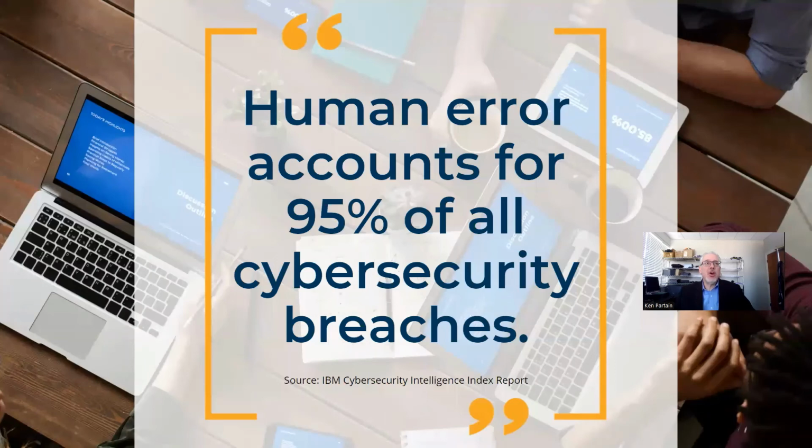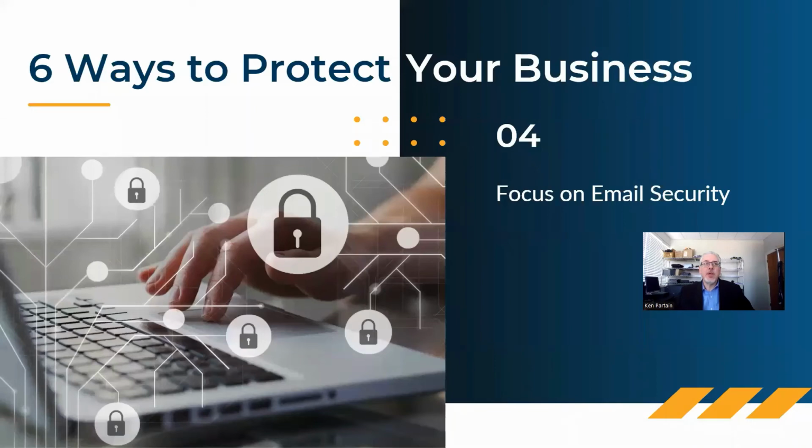So human error accounts for 95% of all cybersecurity breaches. Number 6, focus on your email security. Business email compromise is probably one of the most prolific types of attacks, and it's also one of the easiest to remedy. Social engineering attacks rely on human error to gain access to sensitive data and information through email.